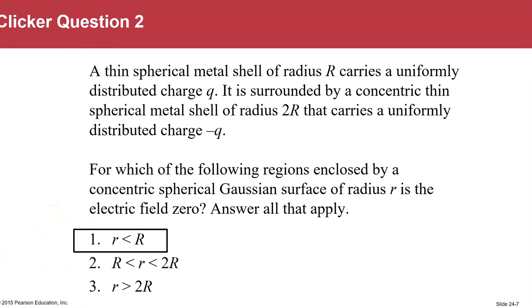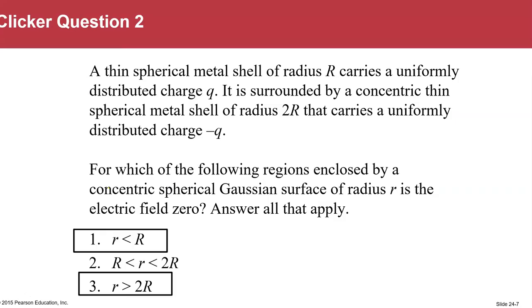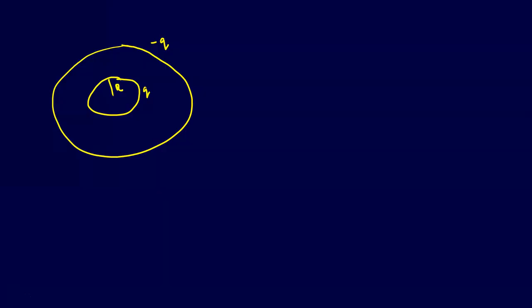Okay, so hopefully you got these two here, r less than r and r greater than 2r. And so let's draw our picture. If I have this right, there's a small shell of radius r where we have q on that one, and then a bigger shell outside of here where there's negative q. Let me just make sure that that's right. So a thin spherical metal shell of radius r carries a uniformly distributed charge of q. It's surrounded by a concentric thin spherical metal shell of radius 2r that carries a uniformly distributed charge negative q.